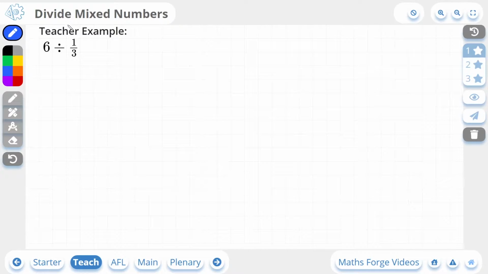In today's lesson, we're going to be dividing mixed numbers. So let's take a look at our first example. Here we have 6 divided by 1 over 3. Now you should know how to divide fractions, and if you don't, check out the lesson on dividing fractions.